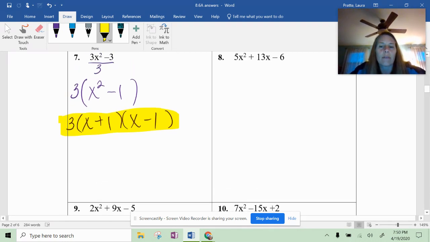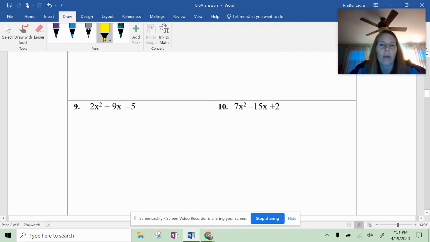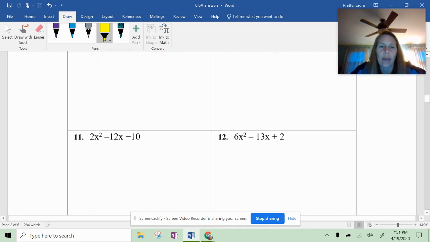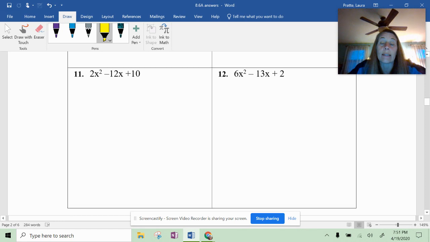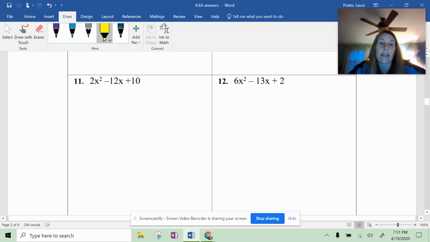Let me take a peek down here. What's next? So the rest of these are just some more AC method problems, 8, 9, 10, AC method. So I'm going to skip down to number 11 because this is where we have a GCF. So if you take a look at number 11, you could do AC method here because you see that that 2 is in front of the x squared.